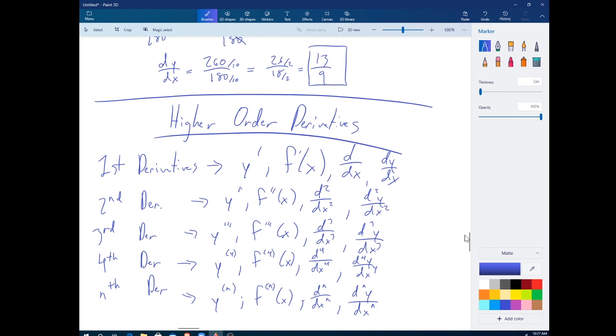And all it means when you have a higher order derivative is you take the derivative of the derivative. And you keep doing it as many times as it tells you to. So if you have a third order derivative, you're going to take the derivative of the derivative and then take it again. So it's not going to be anything too awful bad.